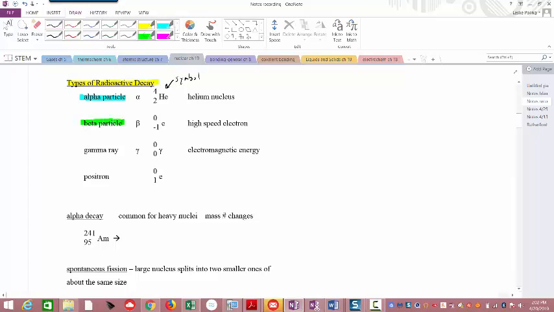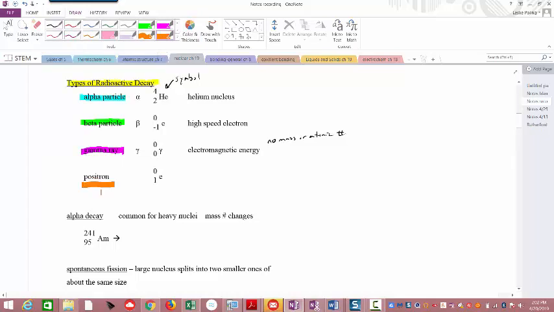We have beta particles, which are essentially electrons, but high-speed electrons. We have gamma rays, which are electromagnetic radiation. Notice, no mass or atomic number to use in an equation. And we have positron, which, look at its mass and its atomic number. It essentially is a positive electron.